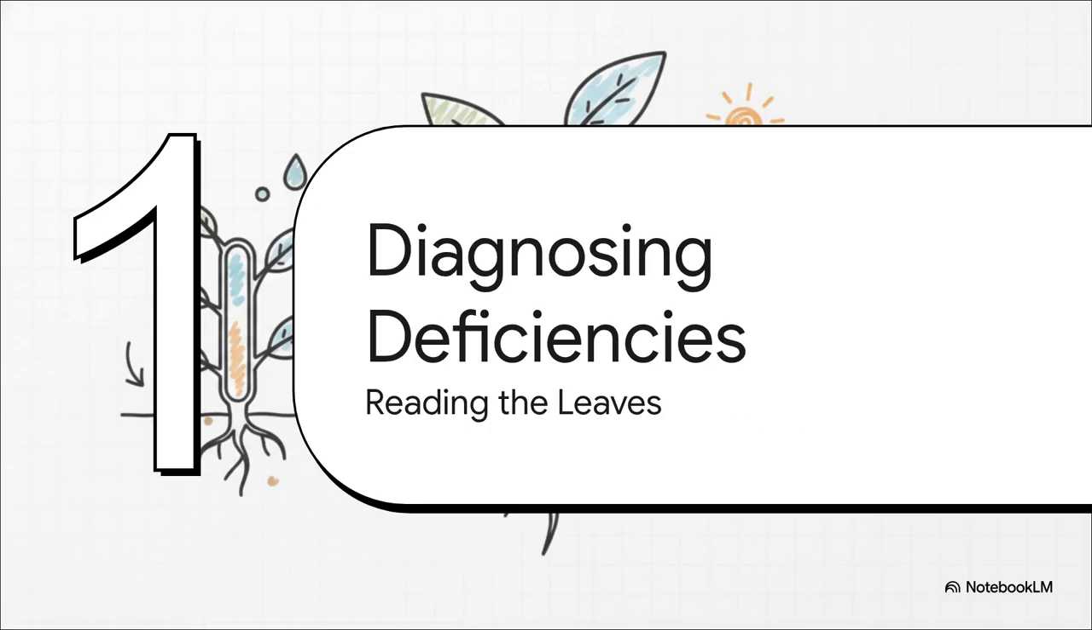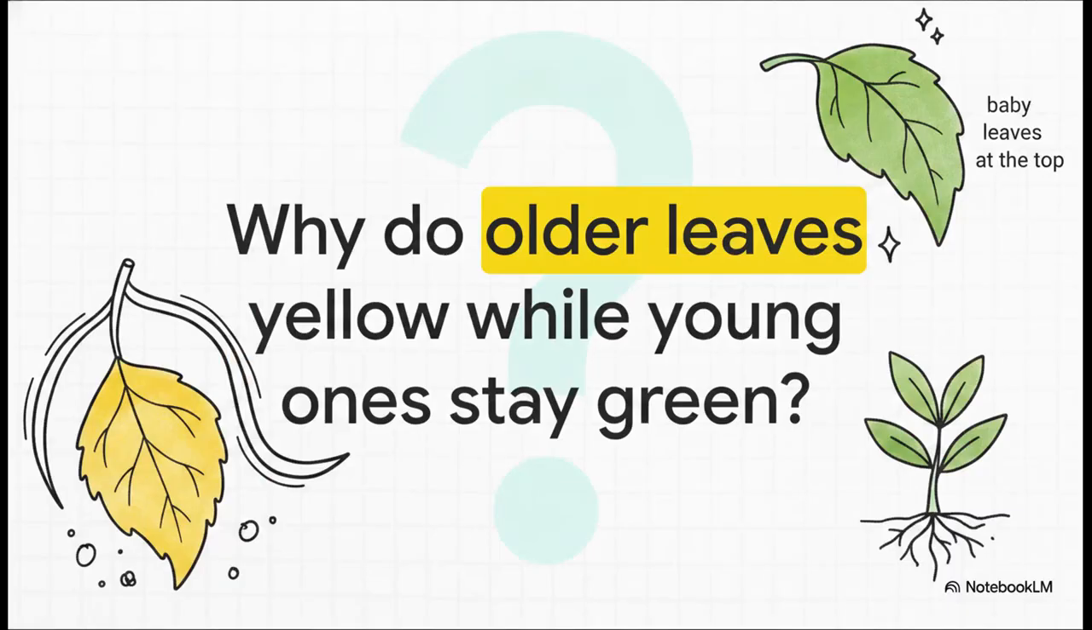Section 3. Diagnosing plant deficiencies. Have you ever looked at a struggling houseplant in your living room and noticed something kinda odd? Usually, the oldest leaves down near the bottom turn yellow and die off first, while the brand new baby leaves at the very top look perfectly healthy and green. How does that even make sense? Why wouldn't the whole plant just suffer equally?